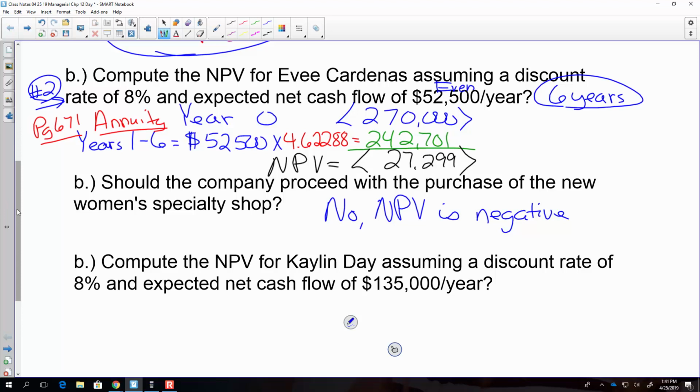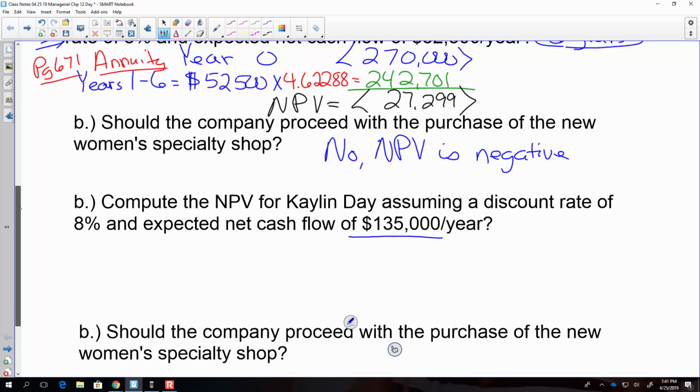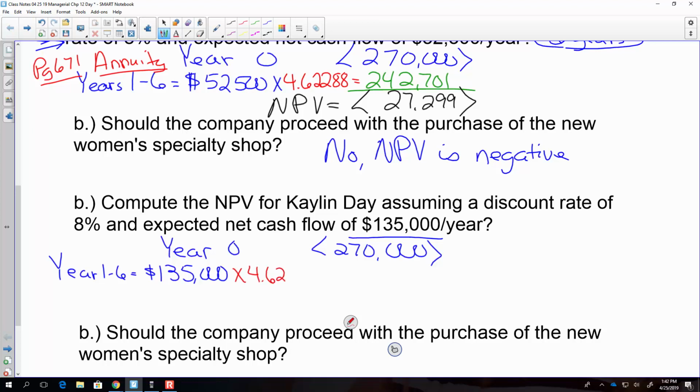They changed the scenario in this particular problem. Instead of the 52,500, now she's expecting a higher cash flow, 135,000 versus the 52.5. So we lay the problem out the same way. We have year 0 with the investment of 270,000. We have the same cash flow period, years 1 through 6, but now we're going to use 135,000, and we're going to multiply by the discount factor, same one, 4.6288.